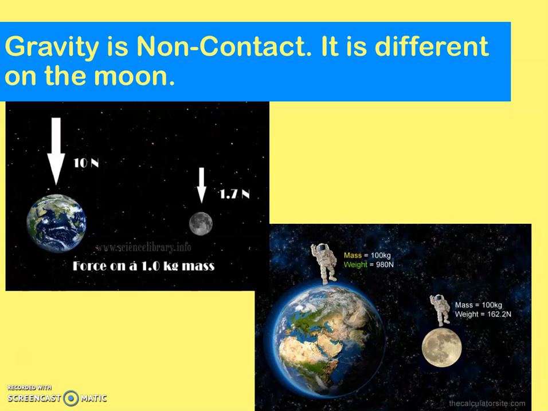If you look at the second picture, you will see that the man standing on Earth, he has a mass of 100 kg. It is very important that you understand the difference between mass and weight. In science, when we talk about mass, we talk about how heavy something is, and we measure that in kg. So you might have heard of that before.